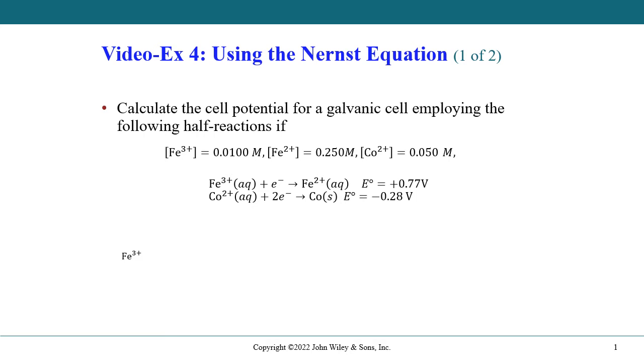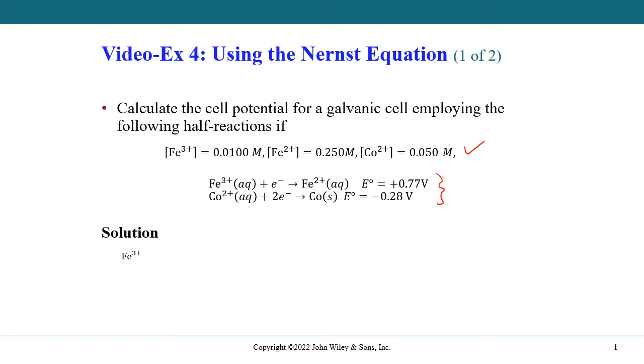In this case, we're going to use the Nernst equation. So we're asked to calculate the cell potential for a galvanic cell employing the following half reactions and given specific concentrations. So here are the half reactions and here are the concentrations. Okay, so how are we going to do this?